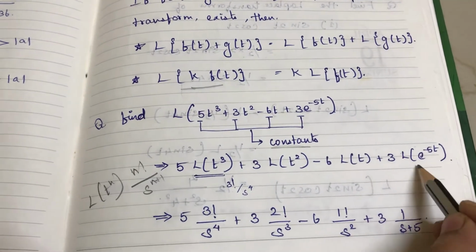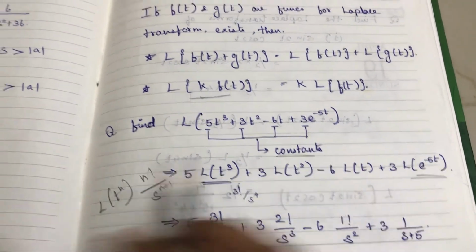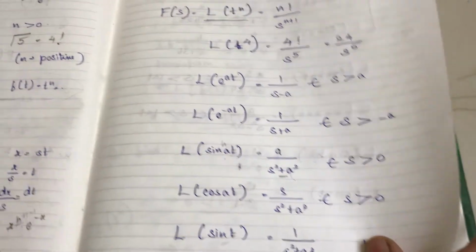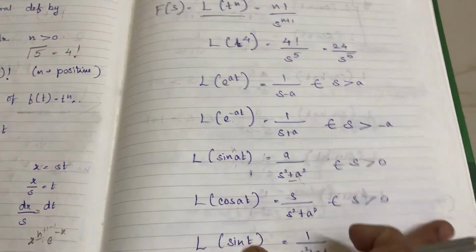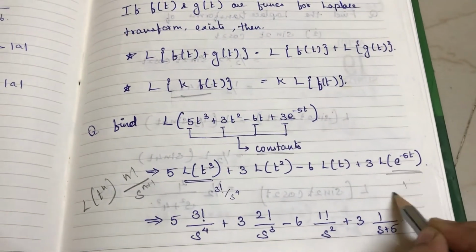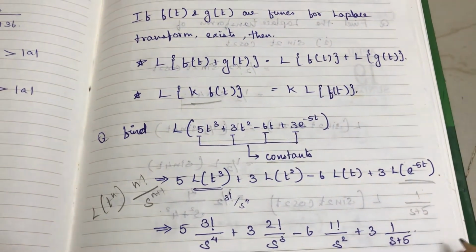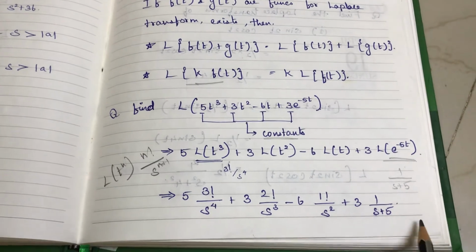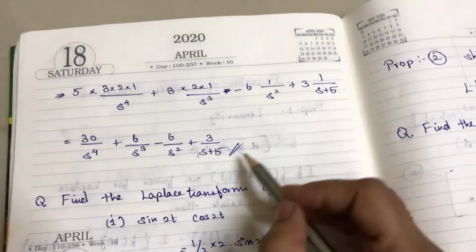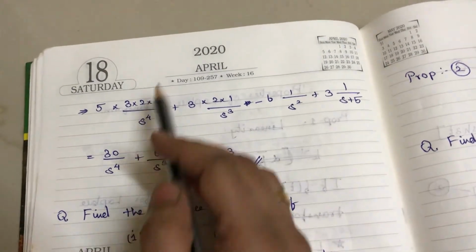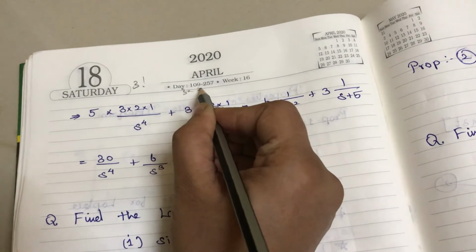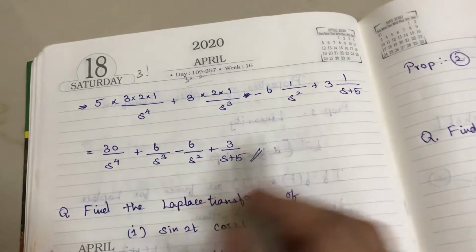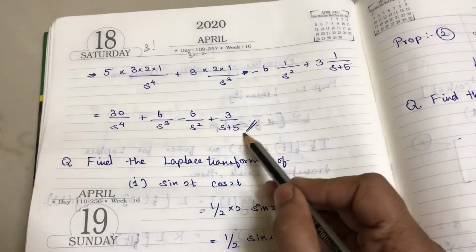Here the last term, e power minus 5t. You can see here e power minus 5t is what? 1 by s plus a. So I can easily write 1 by s plus a as 1 by s plus 5. So this is the answer, and by doing so you can get the answer here. Normally the factorial, if it is 3 factorial, you have to start from 3 into 2 into 1, right? So likewise, just substitute all the values, you will get the answer.